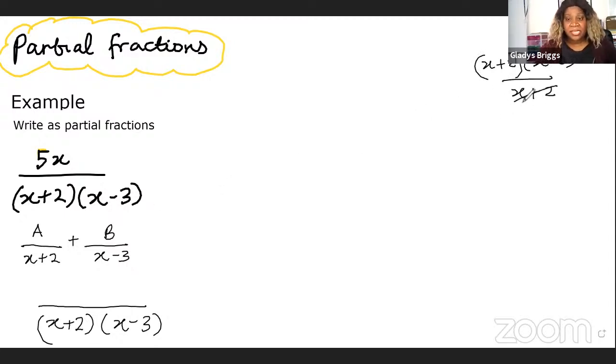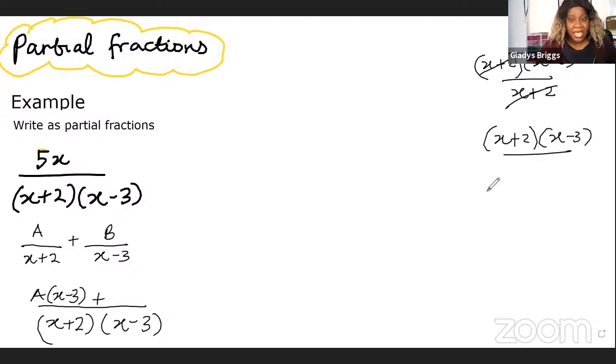Yeah, this is going to cancel this, and then you would have x minus 3 left. Then you have to times that by what's on the top. So it will be a times x minus 3 plus, you do the same thing for this side, x plus 2 times x minus 3 divided by x minus 3. This will cancel this, and then you have to times it by b on the top, b times x plus 2. Yeah? So do we understand that step?